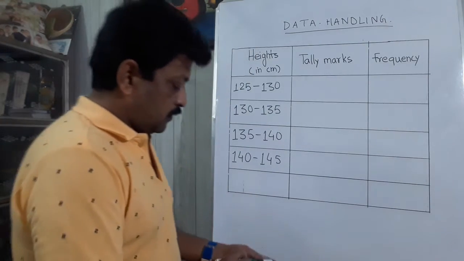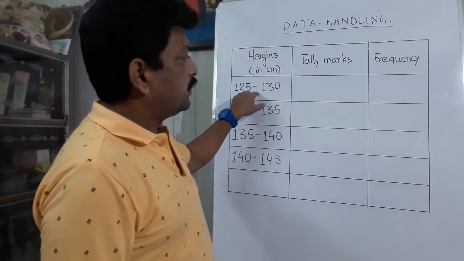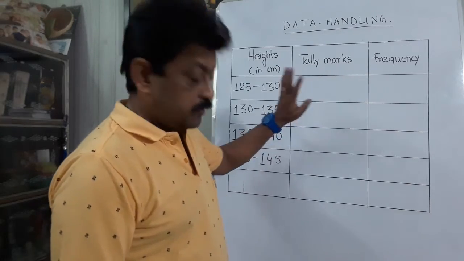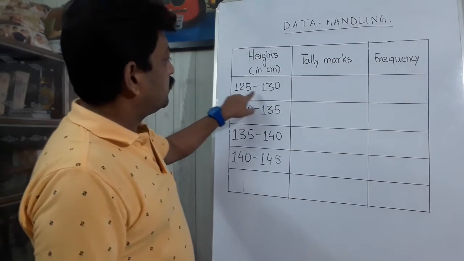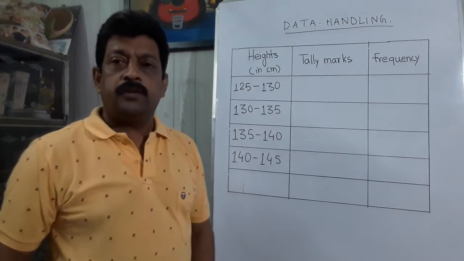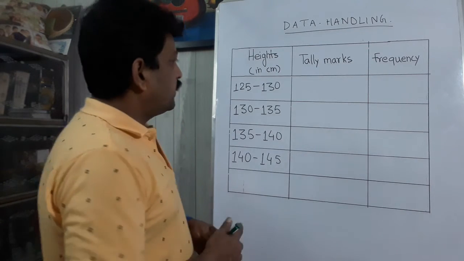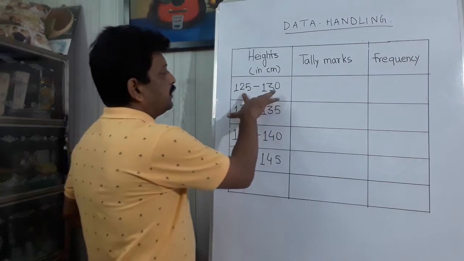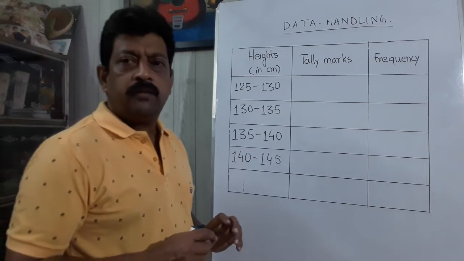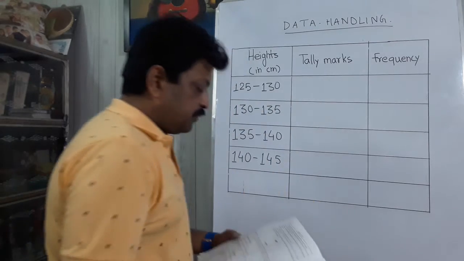Now see, a group is given. We have to put the observation in a suitable group. This is known as the lower limit. This is known as the upper limit. And the difference between the upper and the lower limit is known as the class size. Now a question may come, what is the class size? So you can write that the difference between the upper limit and the lower limit of a particular class is known as class size. Up to class 8 level, all the class sizes will be the same. Okay, so let me start with the first one.